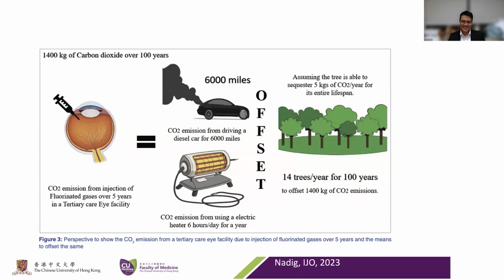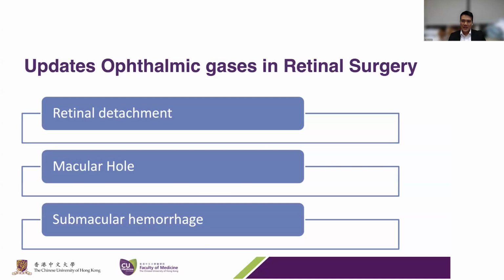And although keeping up with environmental sustainability is not usually our primary objective in performing a retinal surgery, if we put together all the surgeries we do globally over the world, together this may make a significant difference. So is there a way that we can reduce the use of gas, or at least limit the use of gas, in retinal surgery? There are some updates regarding these three conditions, and I will go through them one by one.